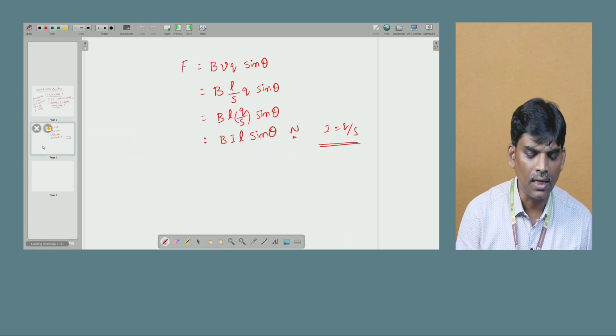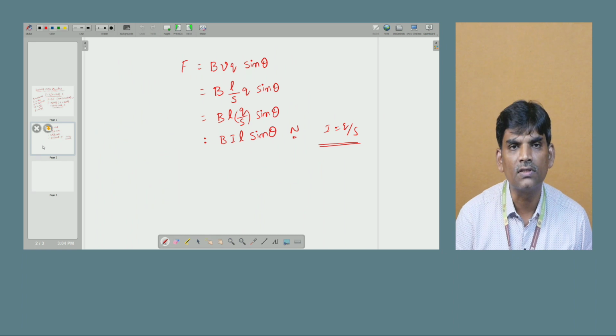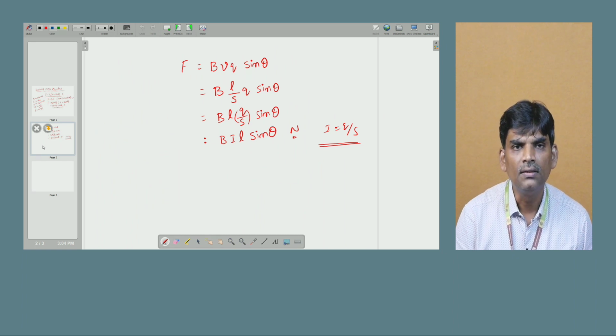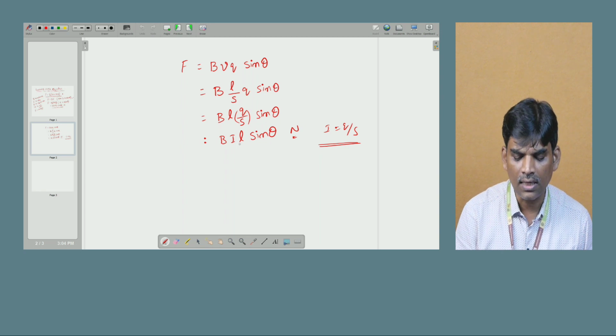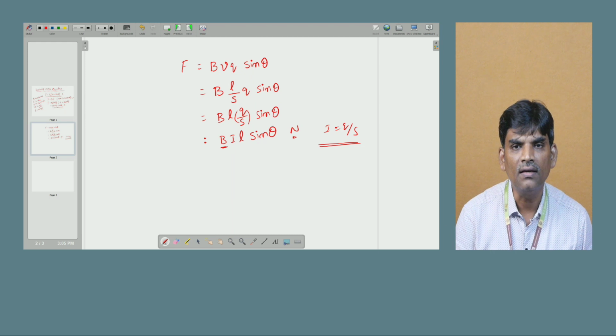And not only that, I extended this equation for the current carrying conductor. Every current carrying conductor placed in a magnetic field experiences a mechanical force.